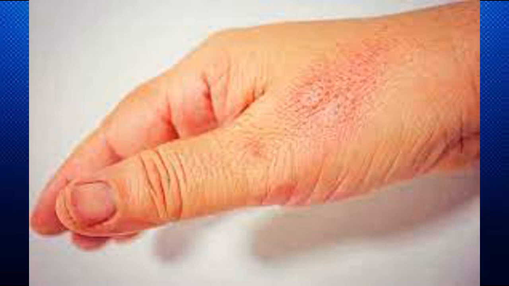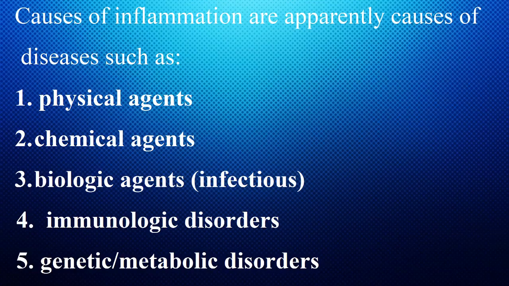What are the causes of inflammation? Causes of inflammation are apparently causes of diseases, such as: 1. Physical agents, for example mechanical injuries, alteration in temperatures and pressure, radiation injuries. 2. Chemical agents, including the increasing lists of drugs and toxins. 3. Biologic agents, which are infectious, for example bacteria, viruses, fungi, parasites.